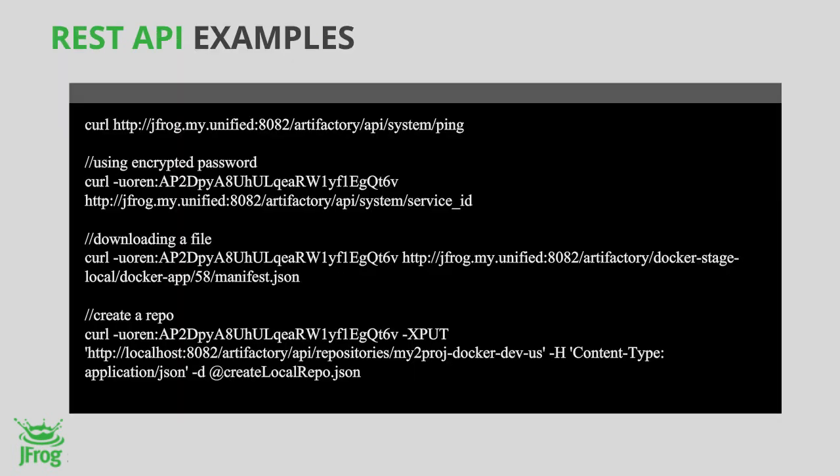So some examples for the REST API. You can see here different endpoints, like for pinging and making sure that the health of the environment is okay, or for downloading a specific file from a specific repository, or creating a repository, which is a very common use case when you automate your onboarding process.